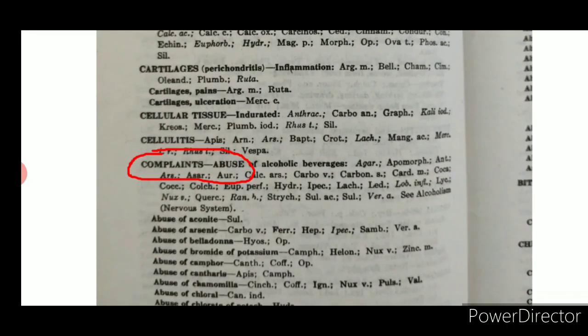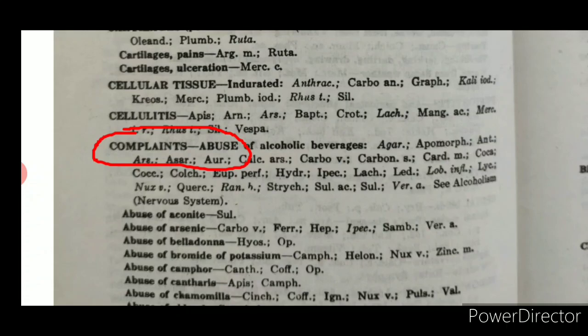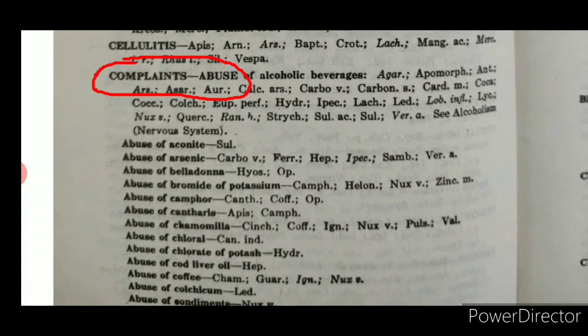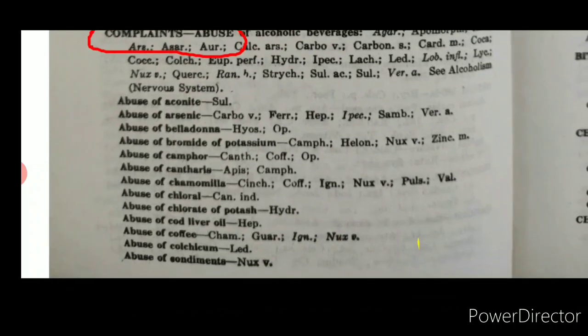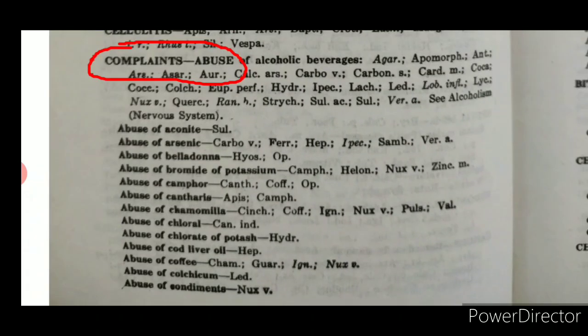Then you also have the rubric complaints from abuse in the generalities chapter, where we have substance abuse rubrics like arsenic, belladonna, potassium bromide, chloral potash, cod liver oil, coffee.